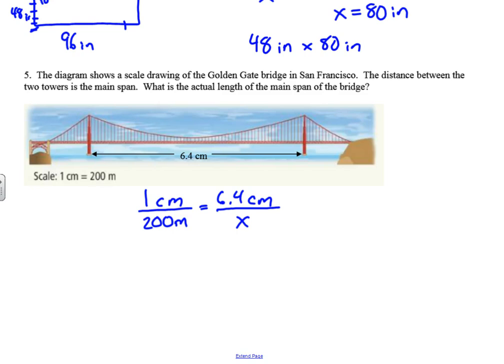So we cross multiply and we get x equals 200 times 6.4. We're not really concerned about units here in this case. So it's going to be 200 times 6.4, which comes out to be 1,280 meters. So that's a pretty long stretch.